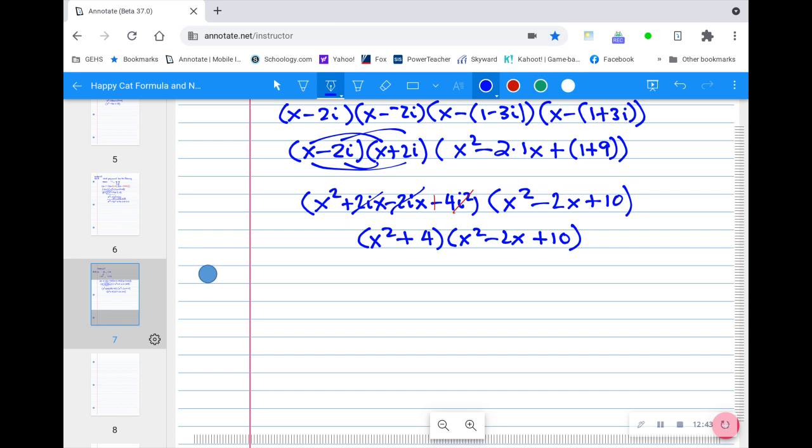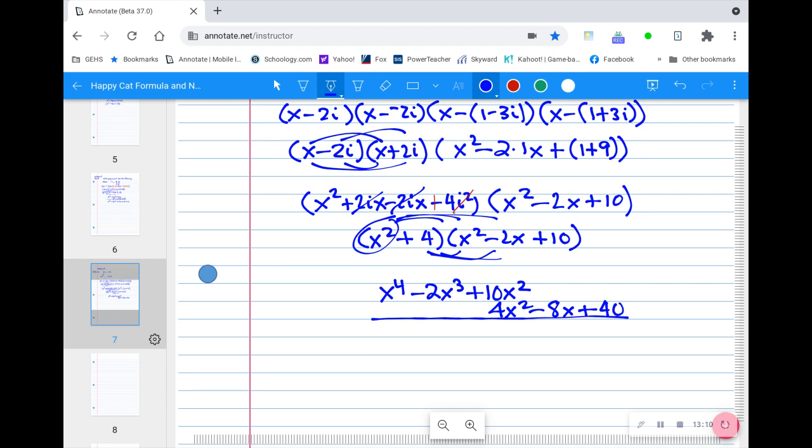So now we just have to multiply these out. Start by multiplying that x squared all the way down over here. You get x to the 4th minus 2x to the 3rd plus 10x squared. And then the 4 all the way down. 4x squared minus 8x plus 40. And then we add our like terms. There's only 2 of them that are like. x to the 4th minus 2x cubed plus 14x squared minus 8x plus 40 equals 0.